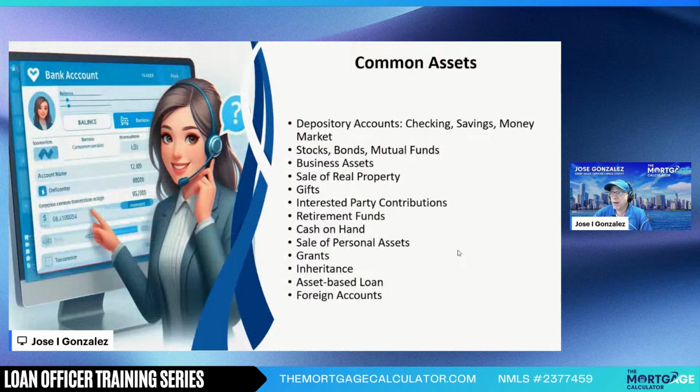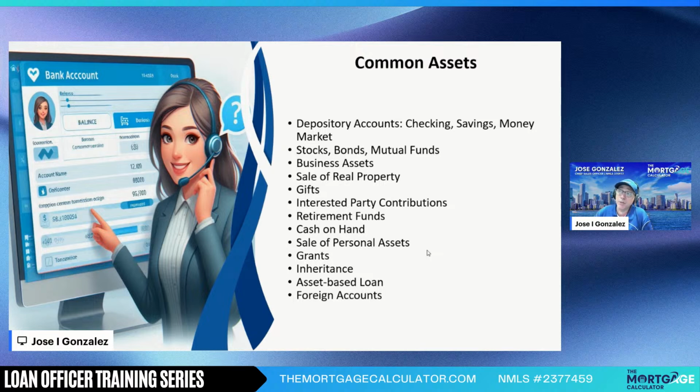So, what are the most common asset types that borrowers could be showing us in their application? Well, the most common, obviously, is depository accounts. We're talking about checking, savings, money market, and any other type of liquid depository account, right? Those are very liquid assets, and they're preferred, always counted at 100% of face value.